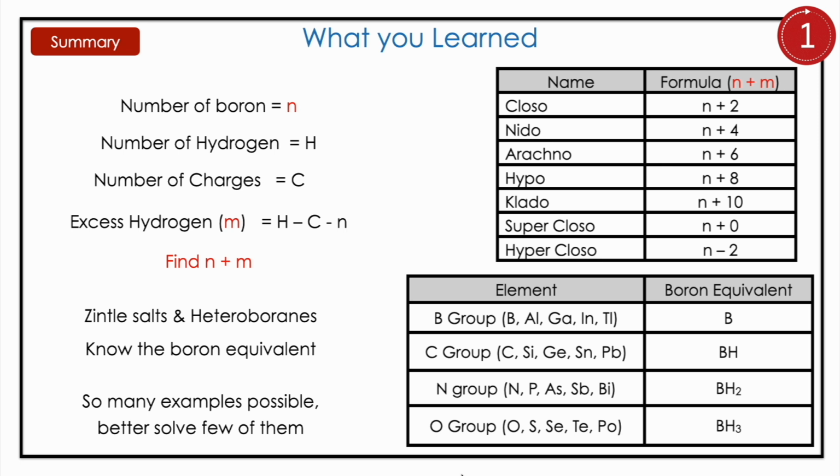Once you find N plus M, if it is N plus 2, the structure is Closo; N plus 4, Nido; N plus 6, Arachno; N plus 8, Hypho; N plus 10, Clado; N plus 0, Super Closo; N minus 2, Hyper Closo. So you should master both tables to identify the types. More importantly, there are so many examples, so you should solve them yourself to understand the problem better.